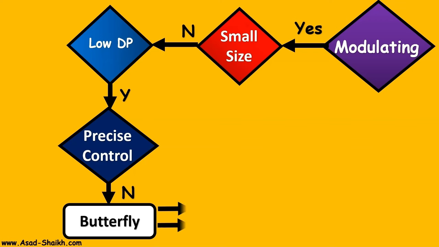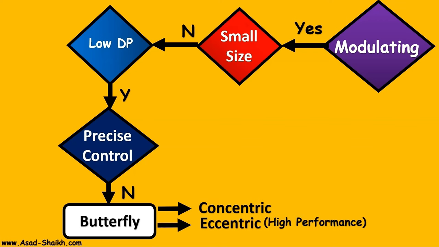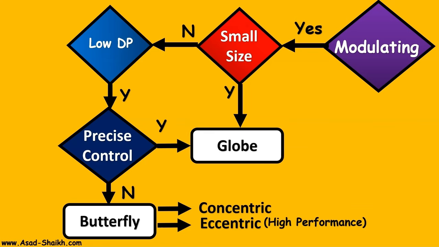Now butterfly valves themselves are divided, especially in terms of the design, into concentric and eccentric design. Eccentric is further divided into double offset and triple offset. We will get into those points, but before that, let's close the algorithm. If it's a small size or if precise control is required, we will still go for a globe valve as the preferred choice. Butterfly valve, we said, has two designs, right?